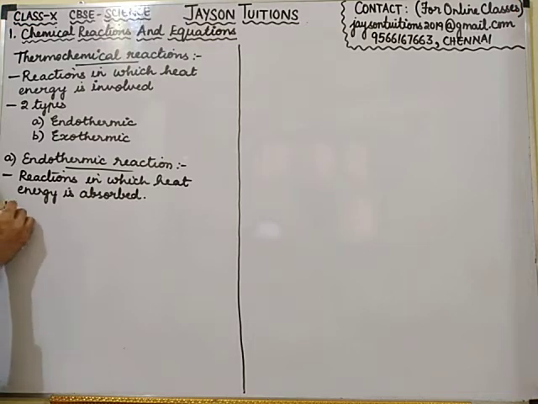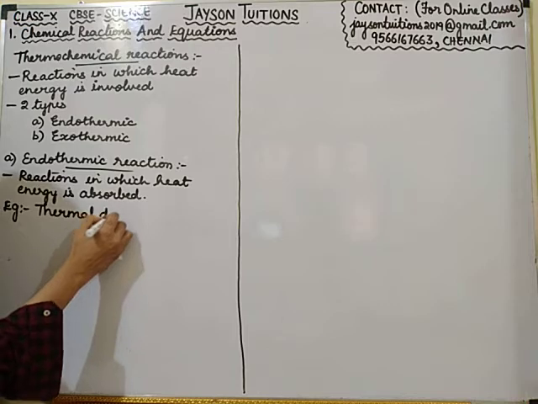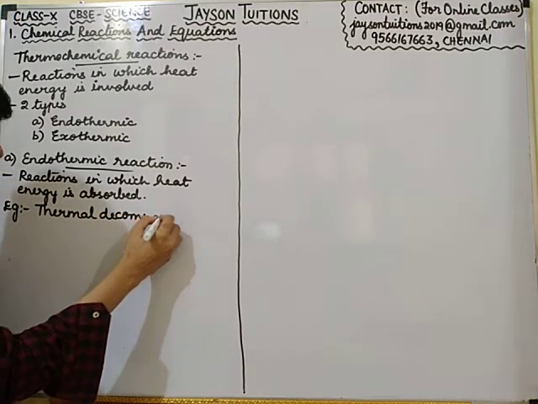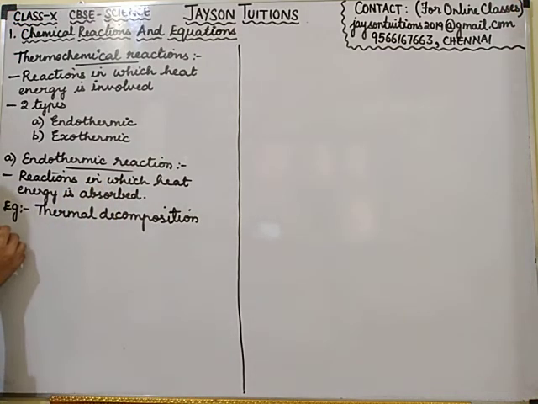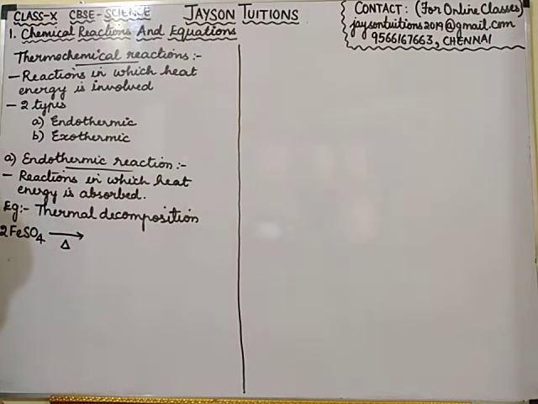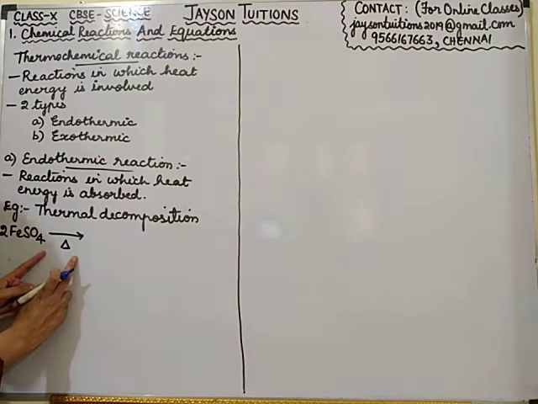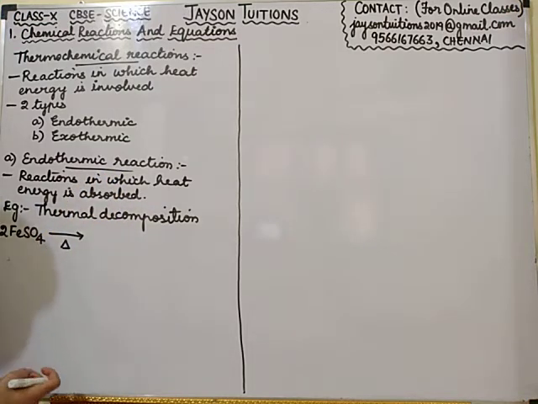So for example, you can write your thermal decomposition reactions. Any one thermal decomposition reaction you can write as example. For example, we studied the decomposition of ferrous sulfate. So this triangle symbol indicates heat. So we are providing heat. This ferrous sulfate will decompose by absorbing heat energy. That is why it is coming under the category endothermic reaction.